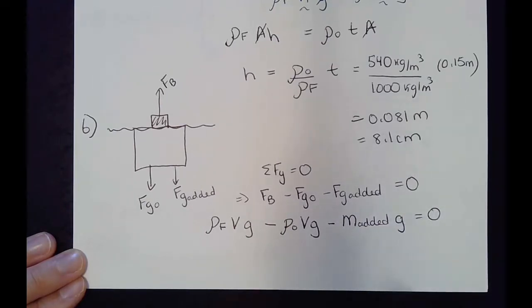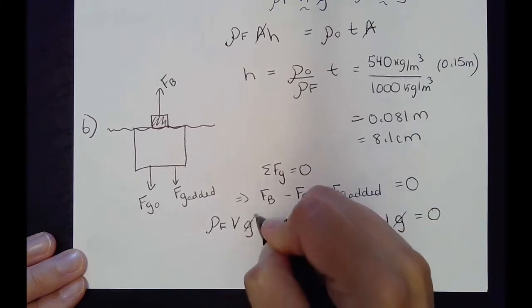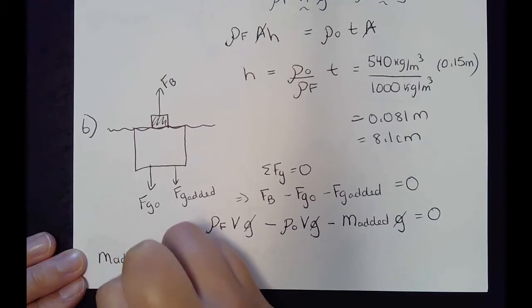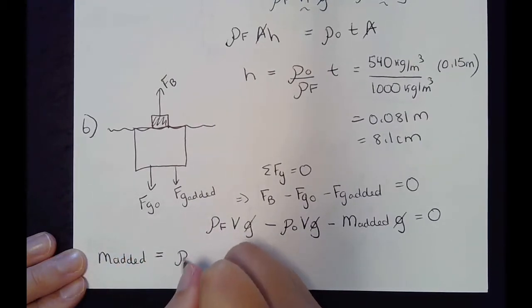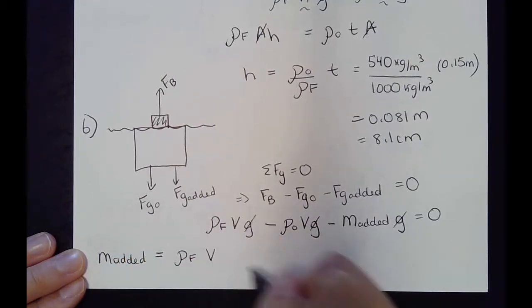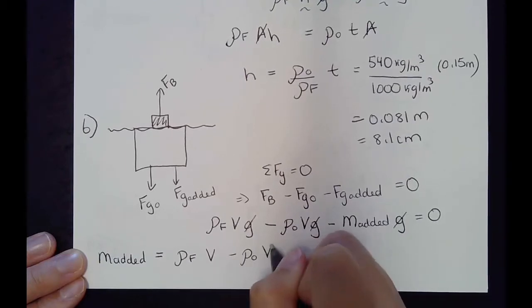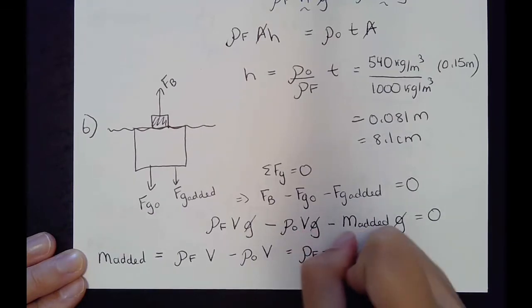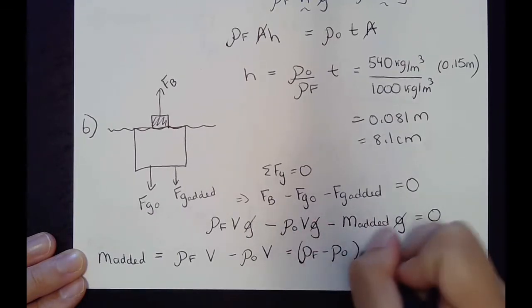And right away we can see G cancels, it's in every term. And this mass added equals rho F V minus rho O V. And then we can pull out this volume, so that will be rho F minus rho O times V.